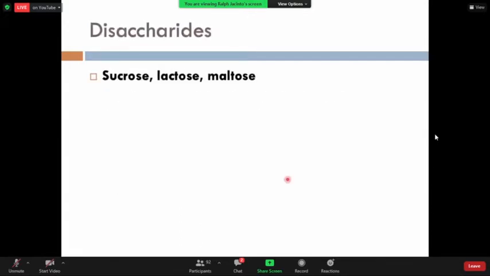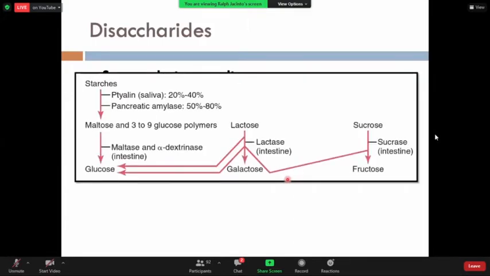So for the disaccharides, you have sucrose, lactose, and maltose. Okay, we break them down into their monomeric components, after which they are absorbed in our body.